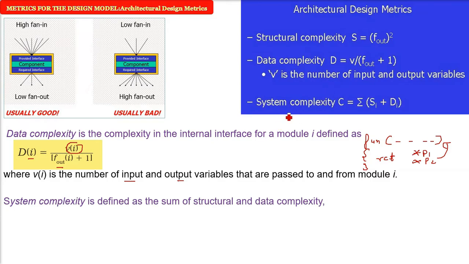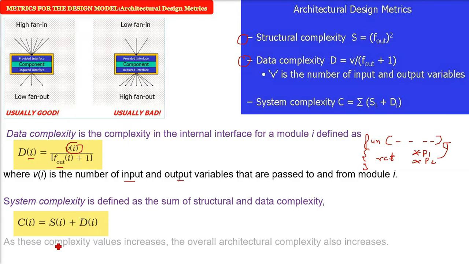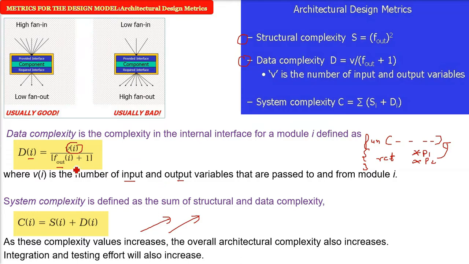Coming to system complexity in the architectural design metrics, just add the structural complexity to the data complexity. This is the system complexity, because we already talked about the fan out and input output. So for all these complexities, the complexity value, if it increases, the overall architecture complexity will increase, and thereby the effort in integration and testing of these modules will increase.